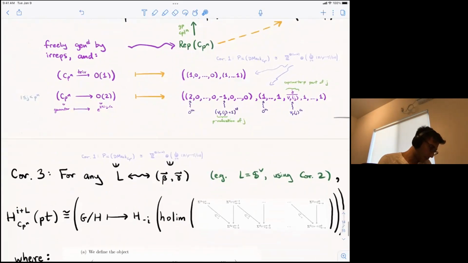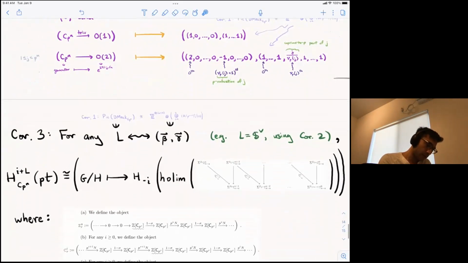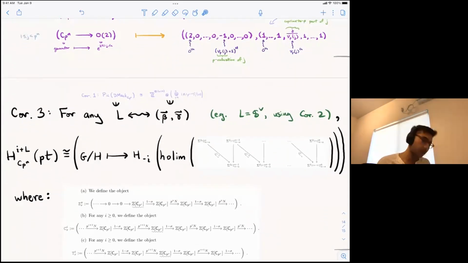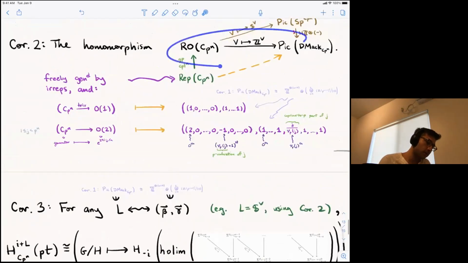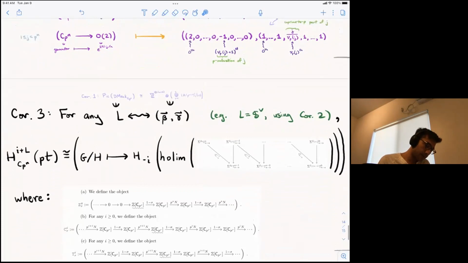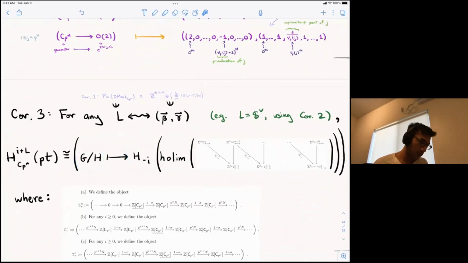And finally, let me show this third corollary: we very explicitly compute equivariant cohomology of a point. So the equivariant cohomology of a point in dimension i, an integer, plus L, where L is a Picard element, L like for line bundle, but in particular it can be indexed over RO(G) using this explicit formula. It's a Mackey functor, so it takes G/H to some homology group of this completely explicit diagram of chain complexes. So here are these formulas. These are all free chain complexes of free rank one modules. So this is really just linear algebra.